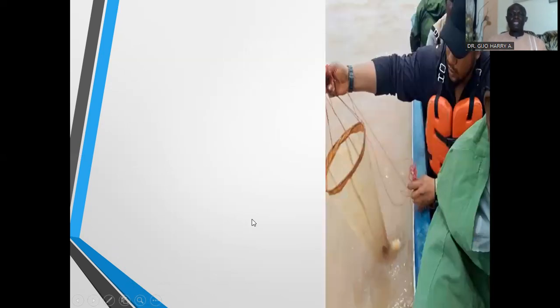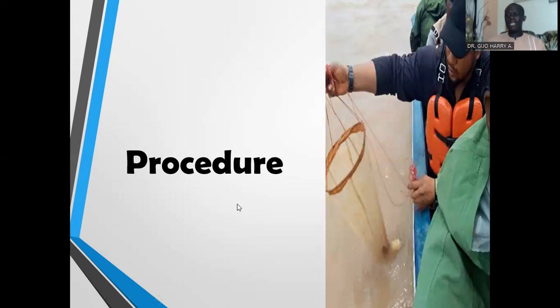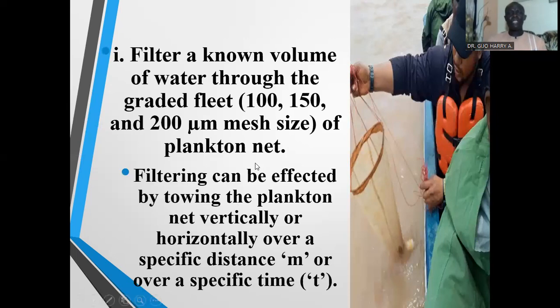Now I want to look at the procedure. What's the procedure for the collection, preservation, and identification of planktons? First, a known volume of water is filtered through the graded fleet of plankton net. The filtering can be effected by towing the plankton net vertically or horizontally over a specific distance or over a specific time.